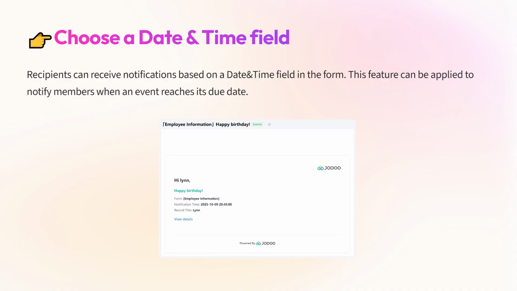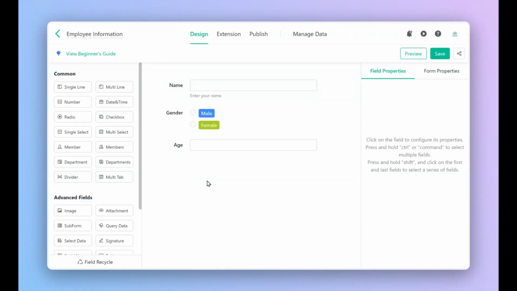The fourth type is choose a date and time field. Recipients can receive notifications based on a date and time field in the form. This feature can be applied to notify members when an event reaches its due date. For example, if Lynn's birthday is on October 10th, you can set a notification to automatically send birthday wishes to Lynn at 9 o'clock on her birthday every year. Let's see how to configure it.